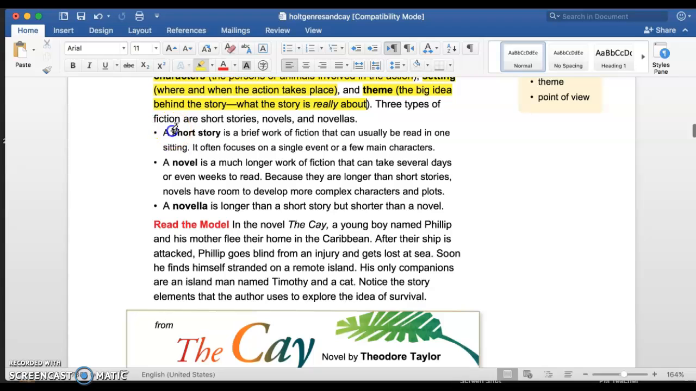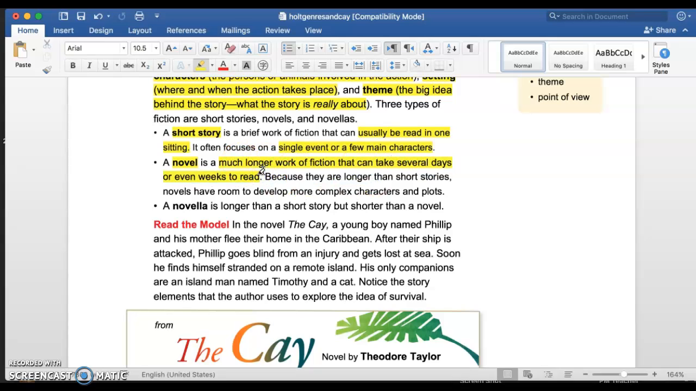Here we have bold terms, so we're going to want to highlight this. Don't mind the bell. A short story is a brief work of fiction that can usually be read in one sitting. One sitting, good to know. It often focuses on a single event or few main characters. A novel is a much longer work of fiction, so it's longer than a short story. That can usually take several days or even weeks to read. Okay, so it's longer than a short story. It's going to take me longer to read it.